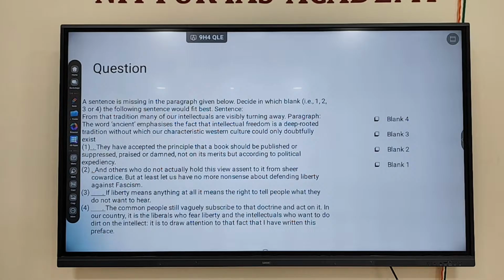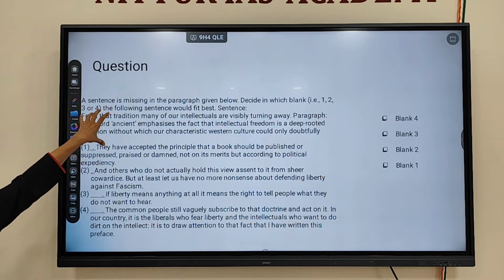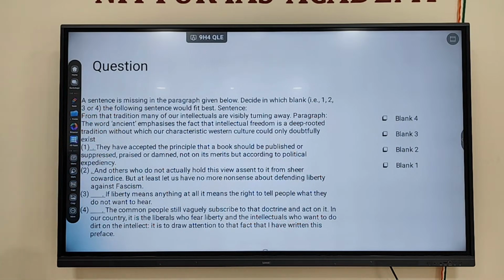So what we would do is we'll read a sentence, we'll put this in, and we'll read the next sentence, and we'll see what makes sense. Try and do it this way, and we'll see which one fits best.